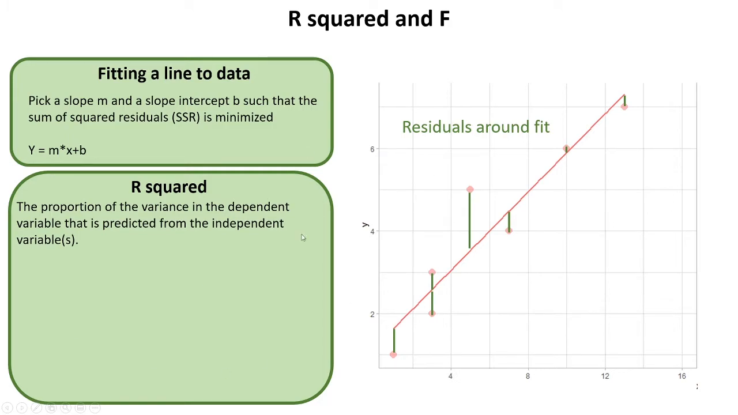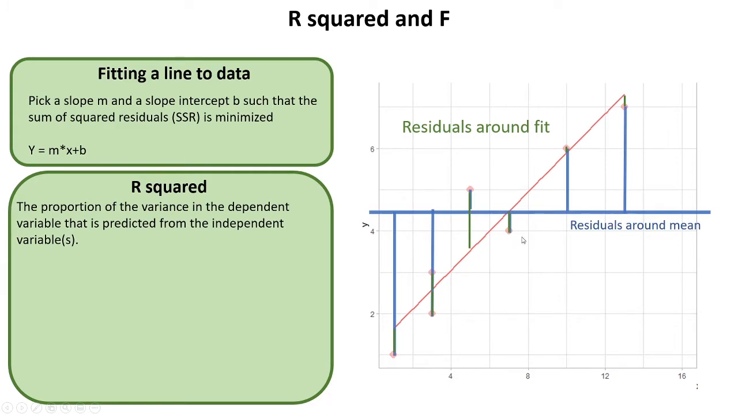So let's go back to the sum of squared residuals around the fit. In green here, I'm showing you the sum of squared residuals around the fit. And in blue, I'm showing you the sum of squared residuals around the mean, right? This is our sum of squared residuals around the mean, or our total variation in the sample. And so R squared was this ratio: 1 minus the sum of squared fit over the sum of squared total.